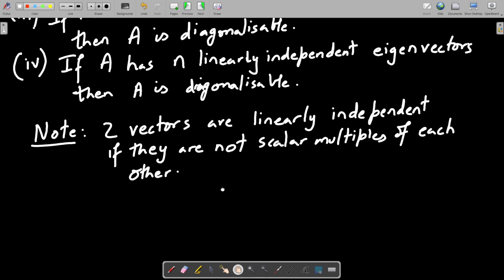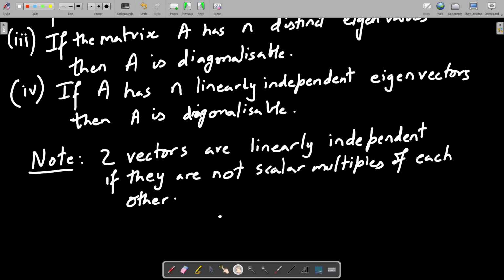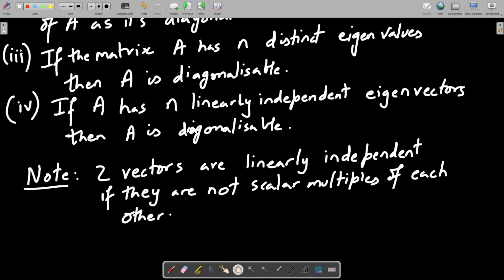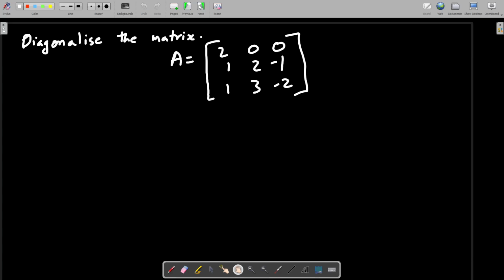They are not scalar multiples of each other. Okay, I'll explain this with an example also. So let's go to an example. So let's see an example now. The first example. Write down the first example. Diagonalize the matrix A is equal to 2 0 0 1 2 minus 1.